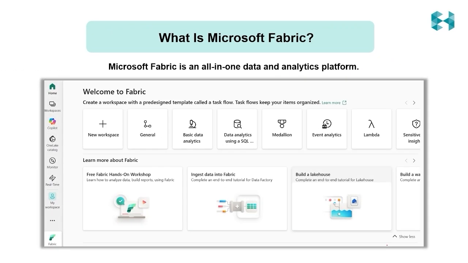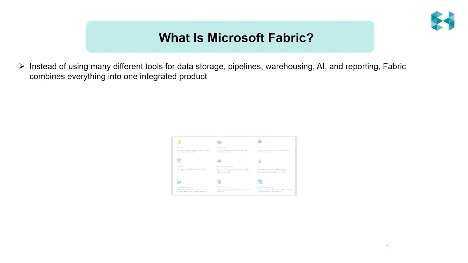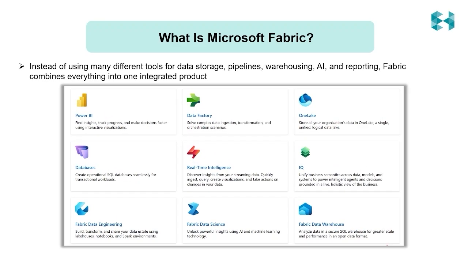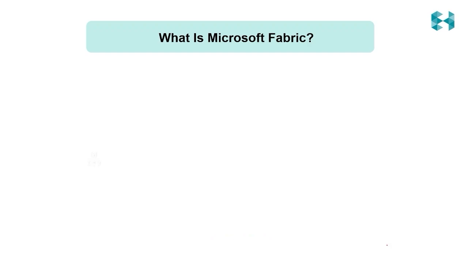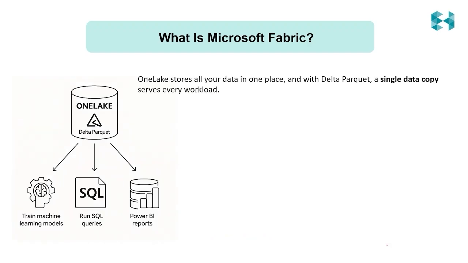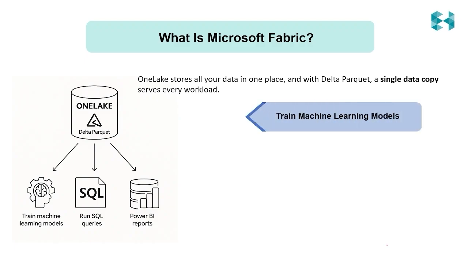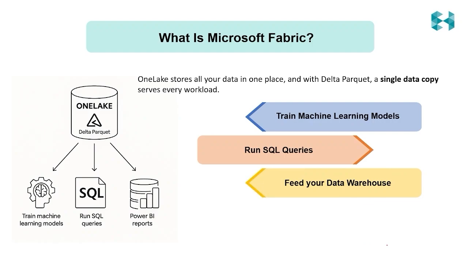Microsoft Fabric is an all-in-one data and analytics platform. Instead of using multiple tools for data storage, pipelines, warehousing, AI, and reporting, Fabric combines everything into one integrated product. All your organization's data is stored in OneLake, a single SaaS-based data lake, because it uses open formats like Delta Parquet. You only need one copy of the data, and the same copy can train machine learning models, run SQL queries, and feed your data warehouse and Power BI reports.